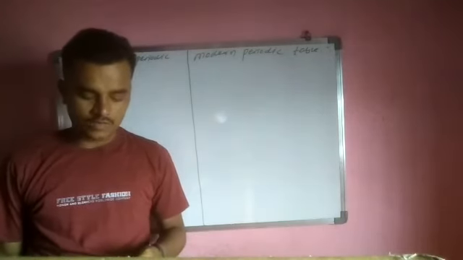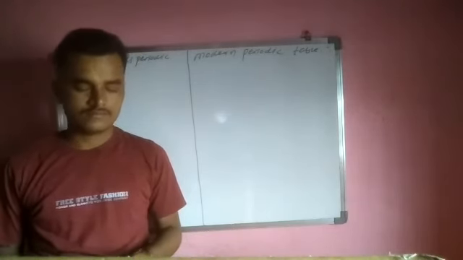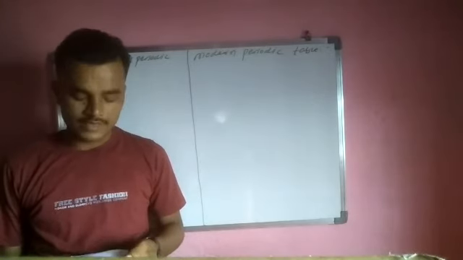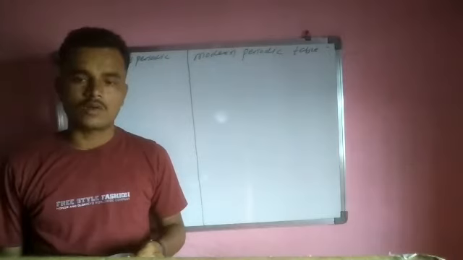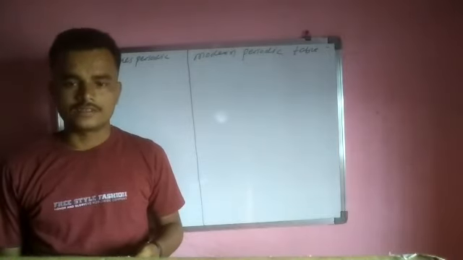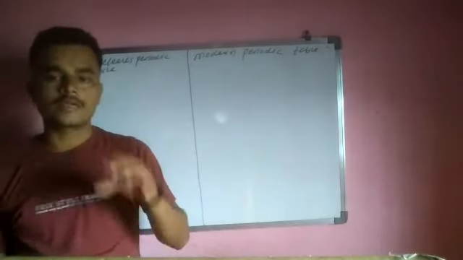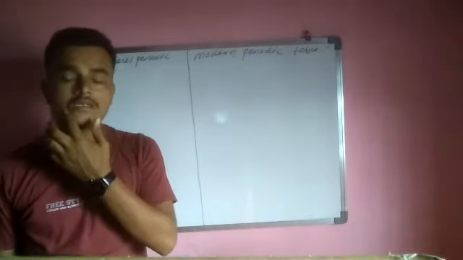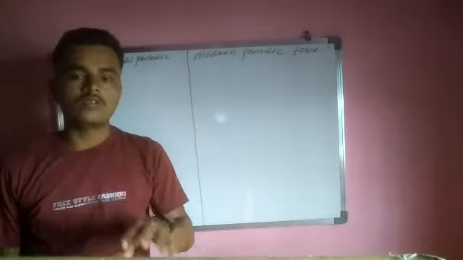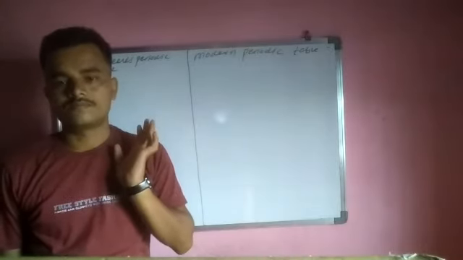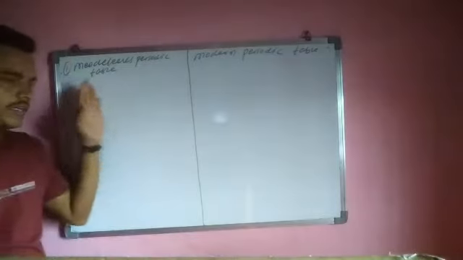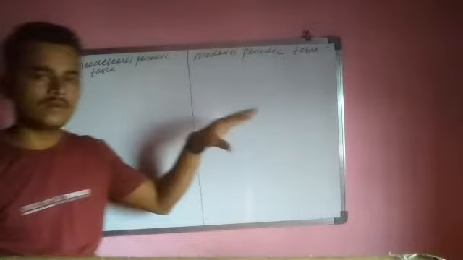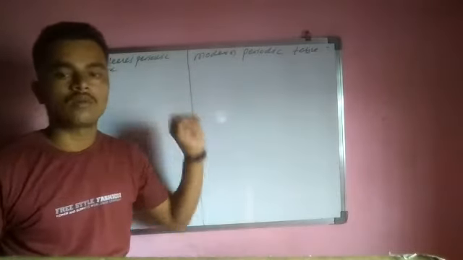This table is based on the atomic mass of the elements. Now see, Mendeleev's periodic table is based on the atomic mass number of the elements and the modern periodic table is based on the atomic number of the elements. Keep in mind, Mendeleev's periodic table is based on the atomic mass number of the elements and the modern periodic table is based on the atomic number of the elements. Understand? A table is based on the atomic mass number of elements, and this table is on the basis of the atomic number of the elements.